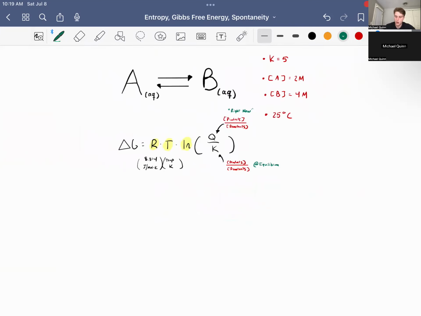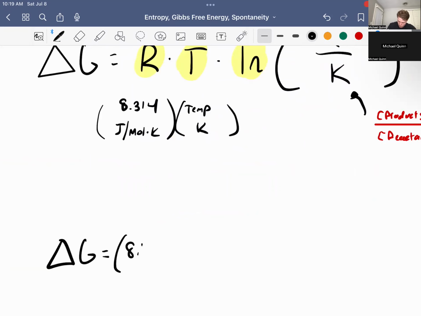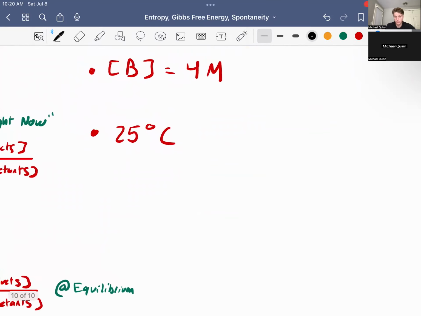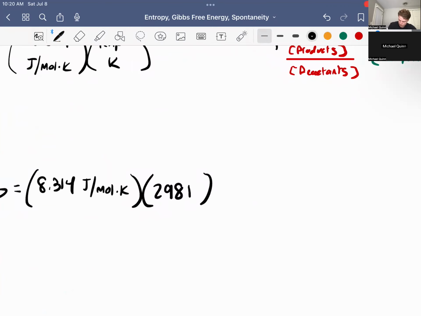So plugging in what we know, we can start to solve for delta G. So delta G is going to equal 8.314 joules per mole times Kelvin. The temperature is 25 degrees Celsius. However, to convert this to Kelvin, we need to add 273 to get a temperature value of 298 Kelvin. Multiplied by the natural log of Q over K.